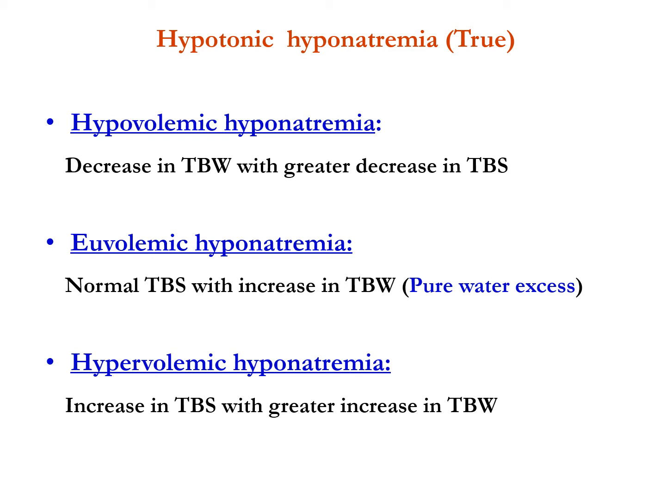Hypovolemic hyponatremia means a decrease in total body water with a greater decrease in total body sodium. Euvolemic hyponatremia means normal total body sodium with an increase in total body water, so it is a pure water excess. Hypervolemic hyponatremia is an increase in total body sodium with a greater increase in total body water.